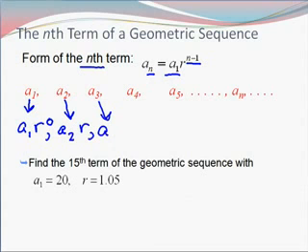a3 is a1 times r squared. Oops, sorry, those should be ones.